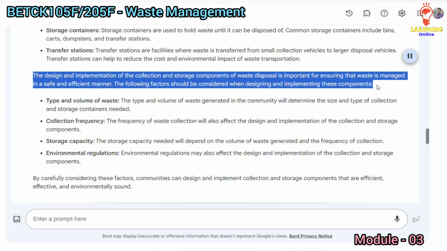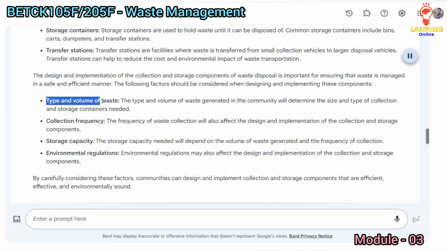The design and implementation of the collection and storage components of waste disposal is important for ensuring that waste is managed in a safe and efficient manner. The following factors should be considered when designing and implementing these components. Type and volume of waste. The type and volume of waste generated in the community will determine the size and type of collection and storage containers needed.